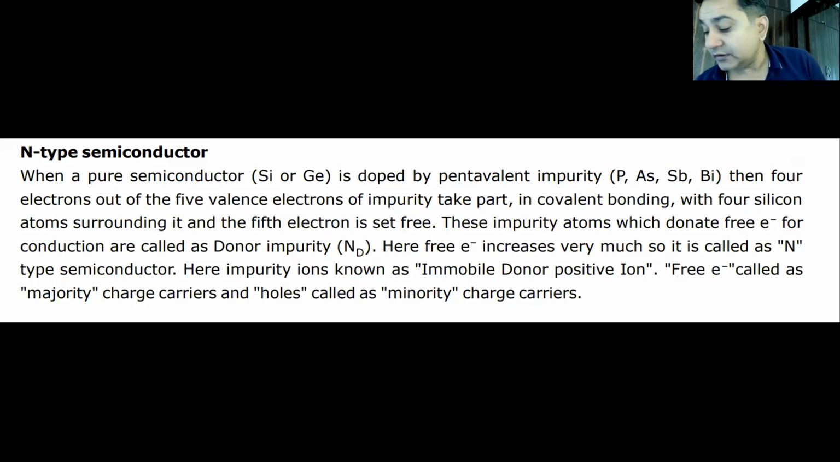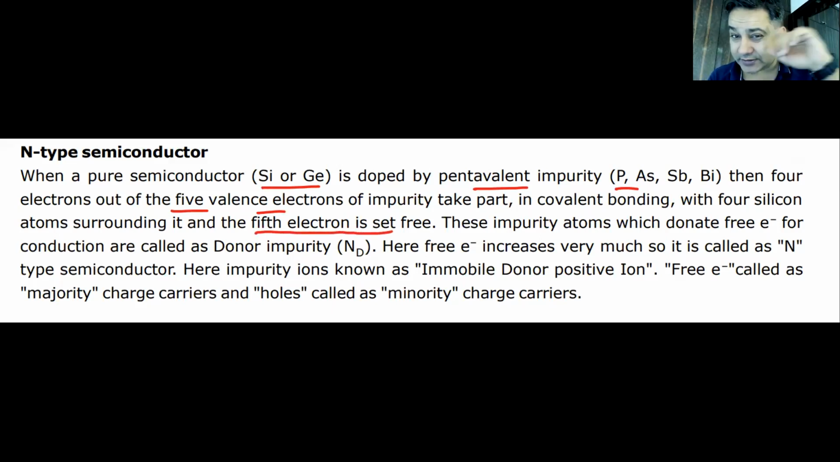N-type semiconductor. I will add a pentavalent impurity. It has 5 valence electrons. The 5th electron is set free. So 1 electron is extra. Because of 1 extra electron, it will be known as N-type. Do we understand this?